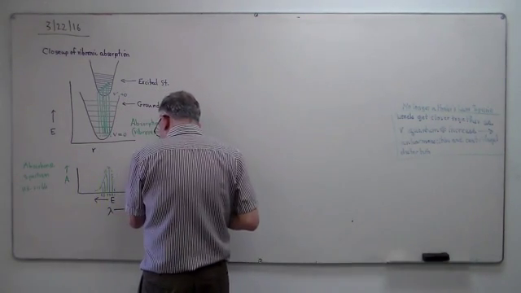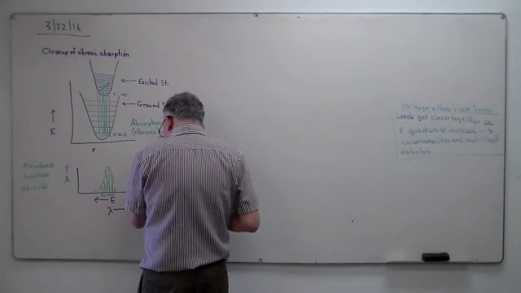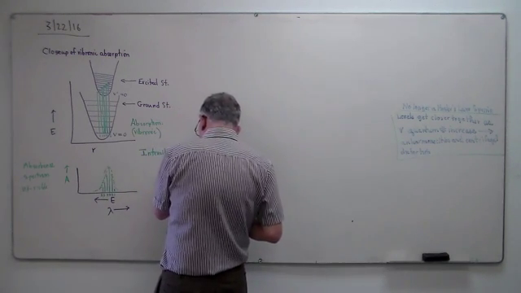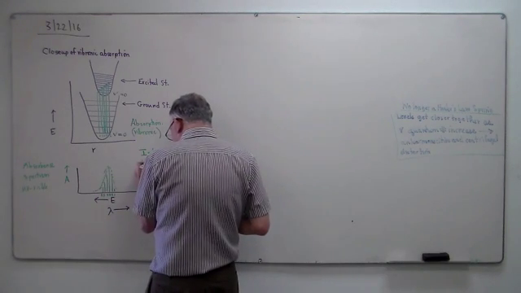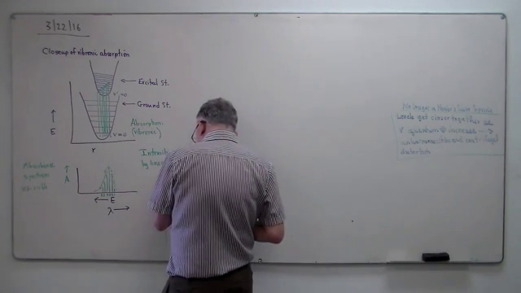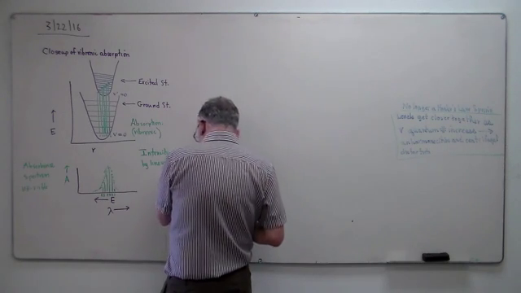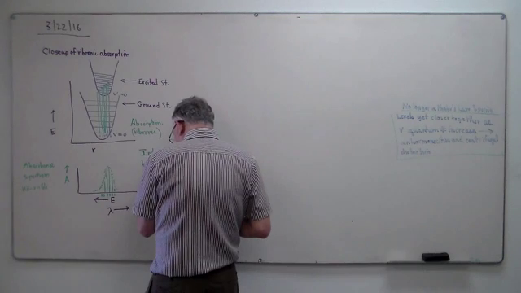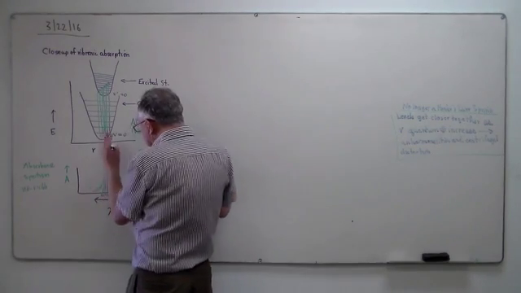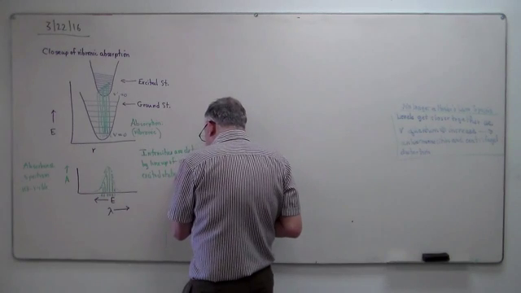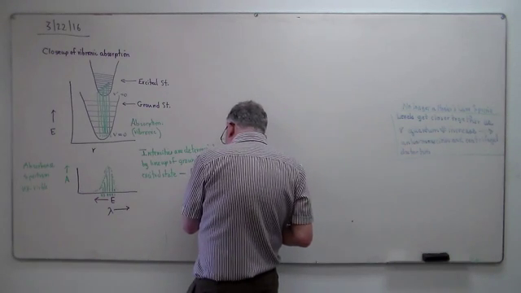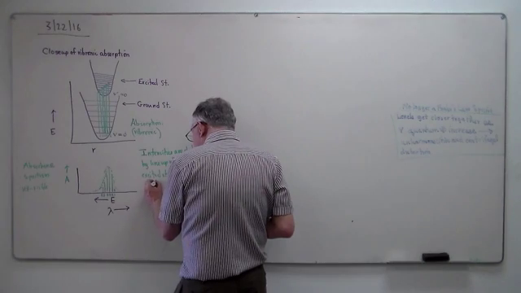So intensities are determined by the lineup of the ground with the excited state. So the one that has the best lineup, and that's the formal term for this, is the Franck-Condon factor, which we will get to.